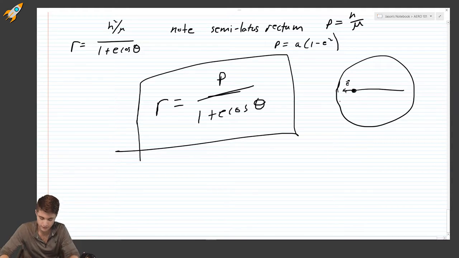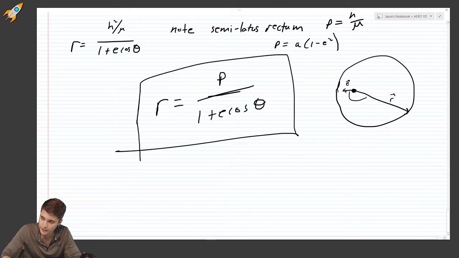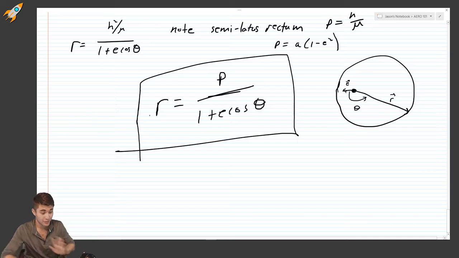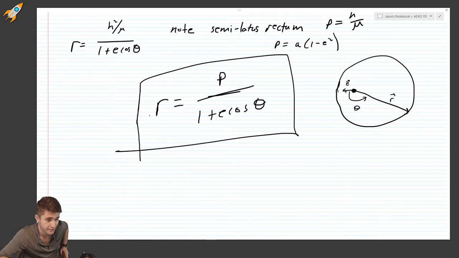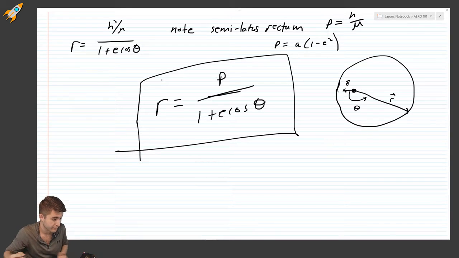Let's say you're right here, right? This is your radius vector. You can plug in any value you want for theta right there, and it will tell you the magnitude of your position vector. How cool is that? This equation is literally, you plug in any angle along the orbit that you want, and it will tell you how far away you are in that orbit. It's that easy. And you can do the same thing backwards, right? You can solve for theta, and you can basically say, all right, at this position vector, what is my true anomaly? I know I'm this far away, but what's my true anomaly? Okay?